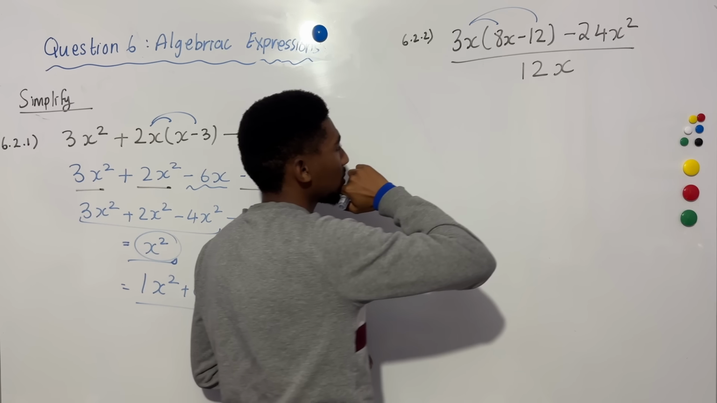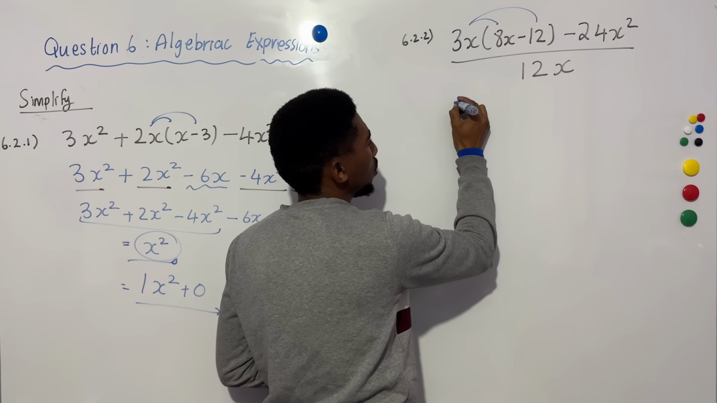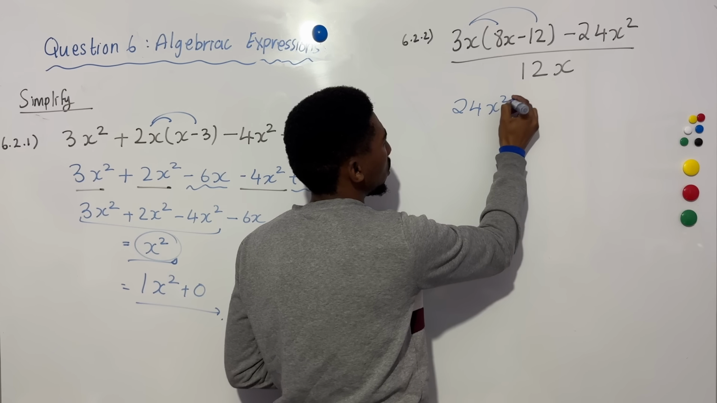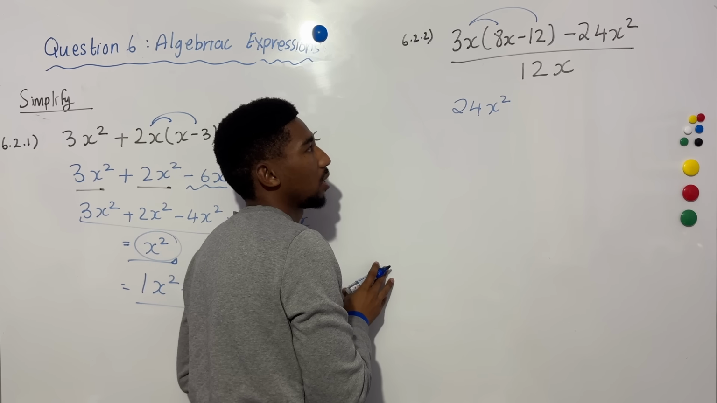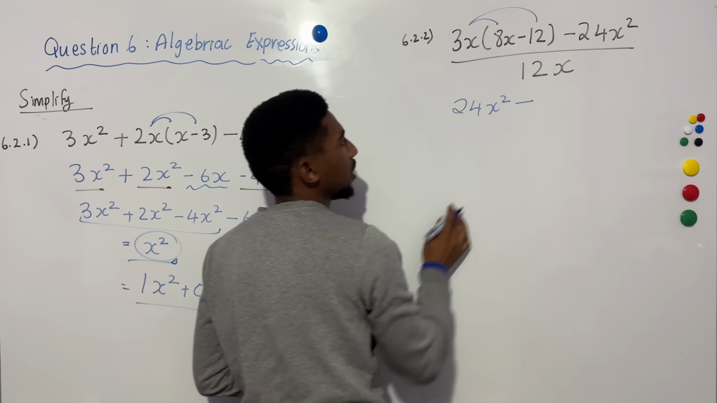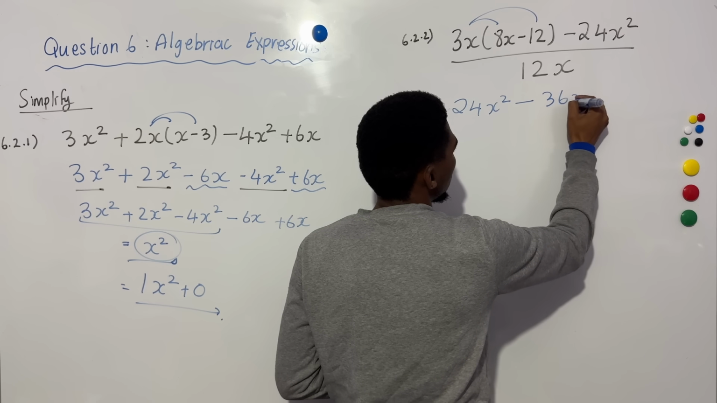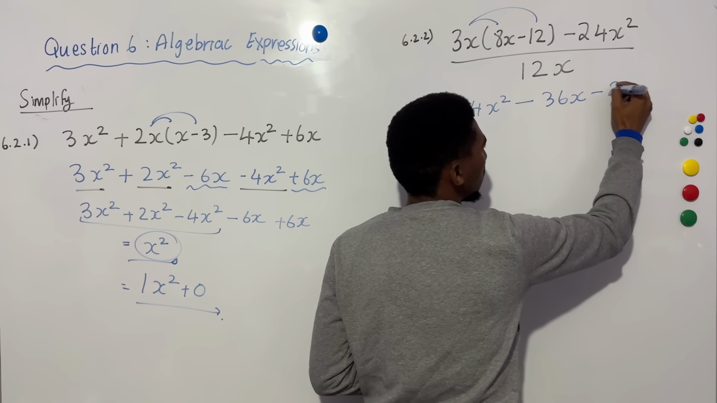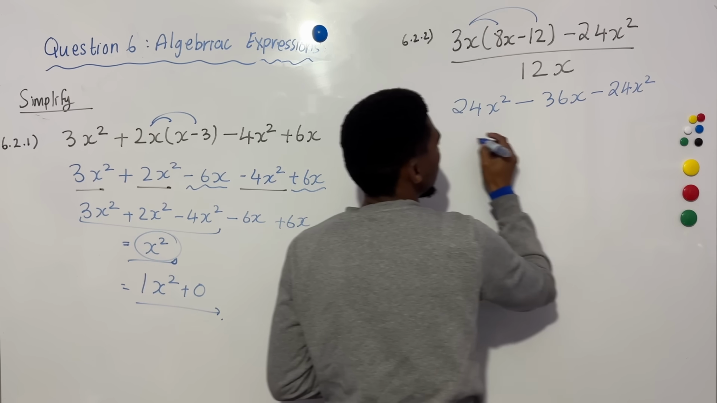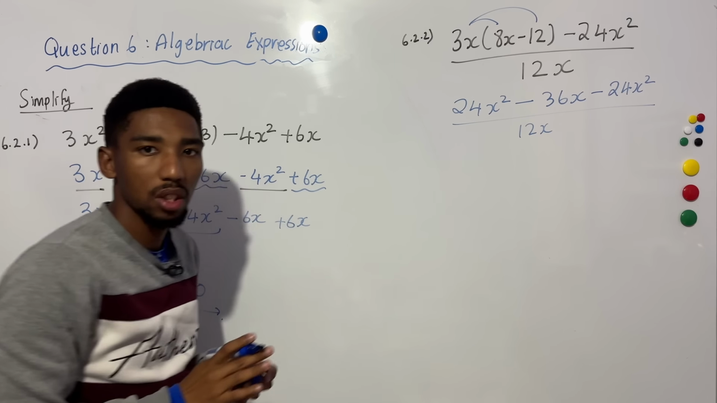3x multiplied by 8x is equal to 24x squared. Then 3x multiplied by minus 12 is equal to negative 36x. Remember the x also multiplies. I know some of you will forget that. Minus 24x over 12x.